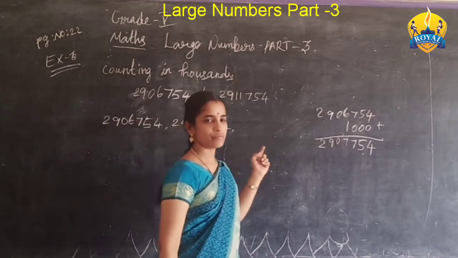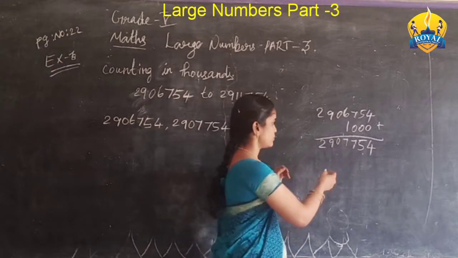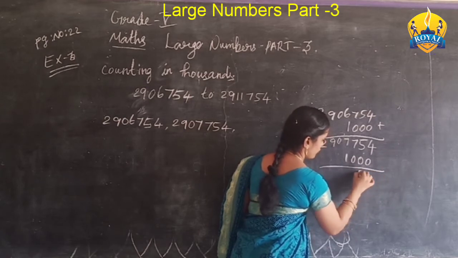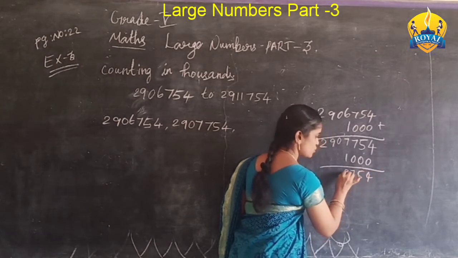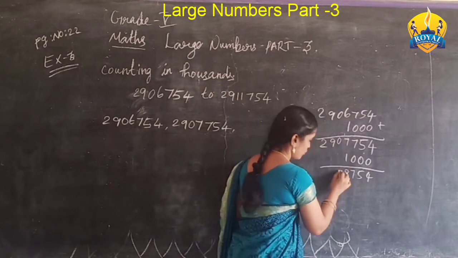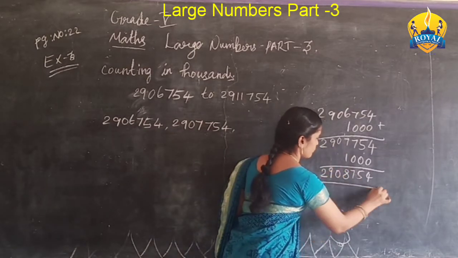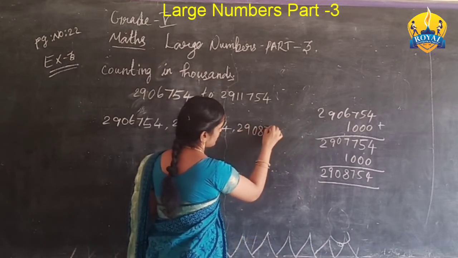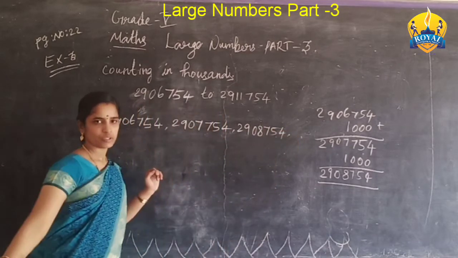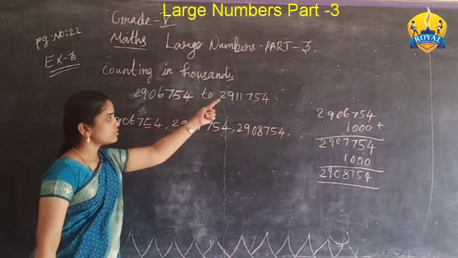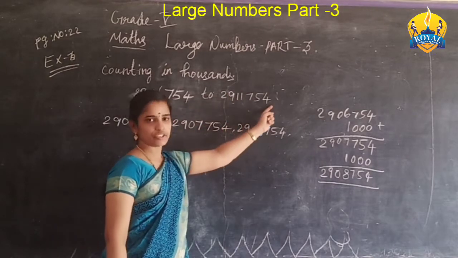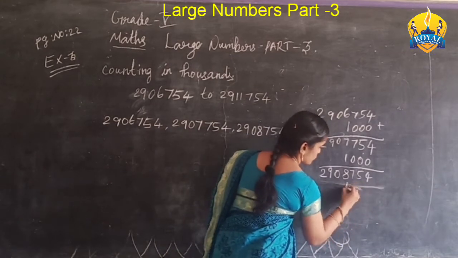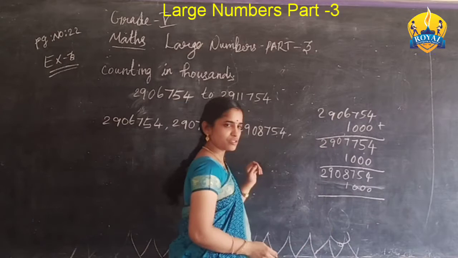The next number, again you add 1000 to this number. So we get 4, 5, 7, and 7 plus 1 is 8, 0, and 9, and 2. So we get 29,08,754. The next number, and so on until 29,11,754. So we add thousands again.